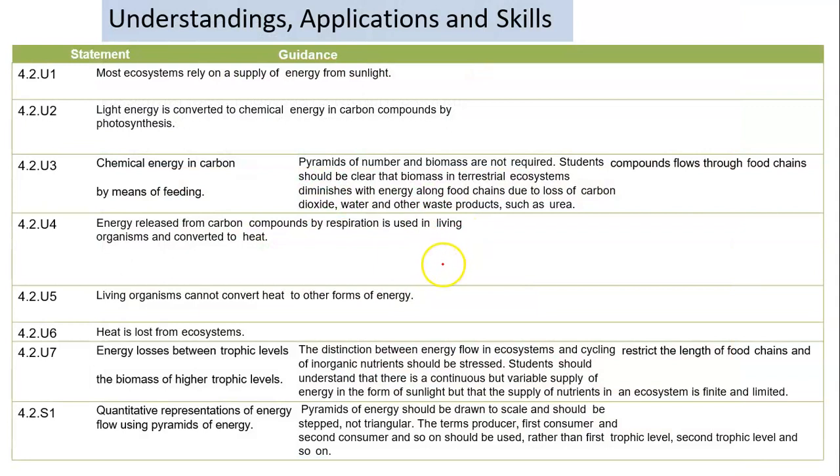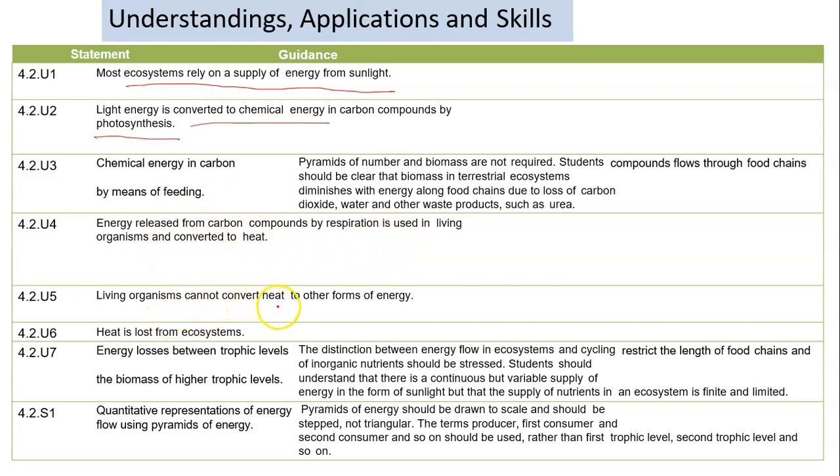What are the skills and understandings which we need to learn at this stage? It relates to knowing that ecosystems rely on the supply of energy from sunlight. The light energy is converted to chemical energy, because it is stored in the form of carbon compounds, which we know happens by photosynthesis. Also, there is chemical energy in carbon compounds that will be used by feeding. The energy is released from carbon compounds by respiration.